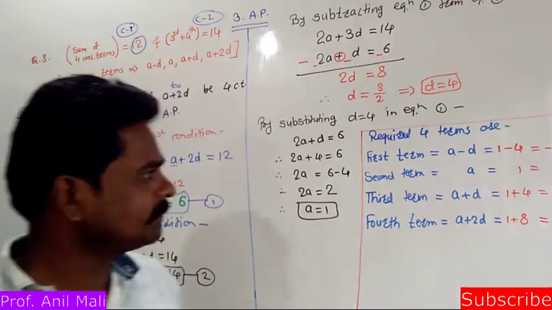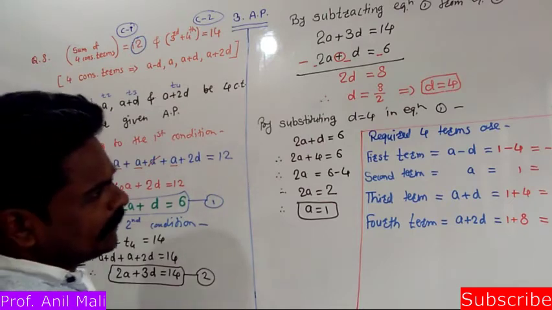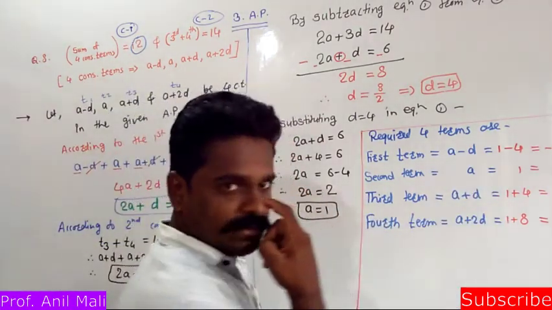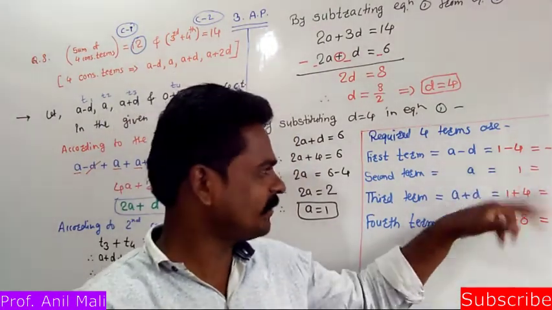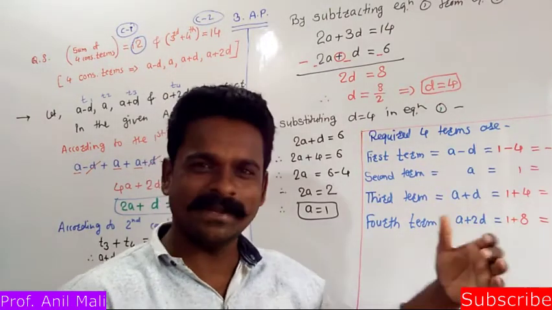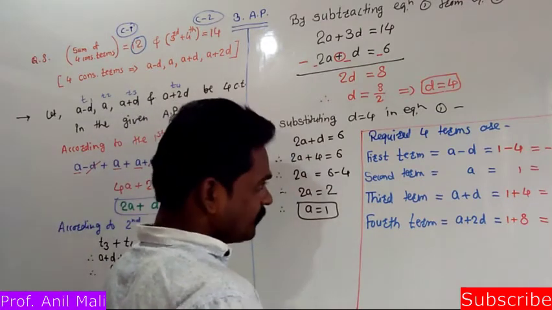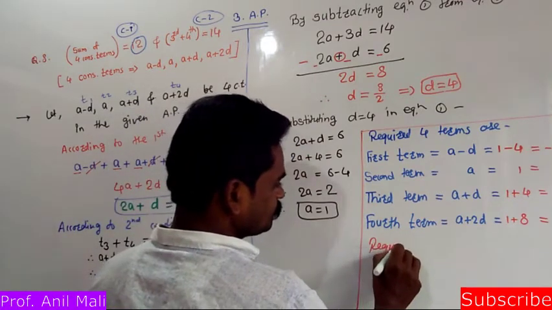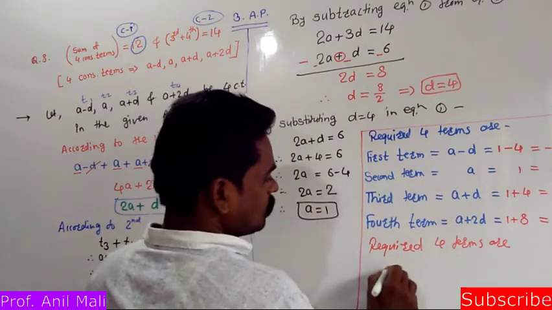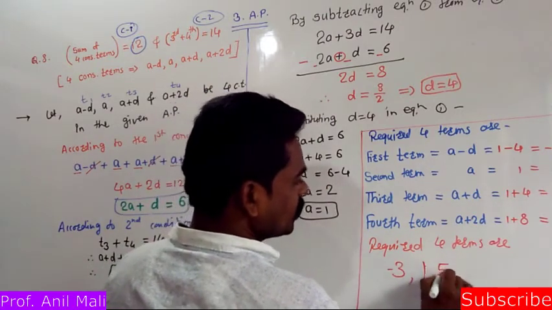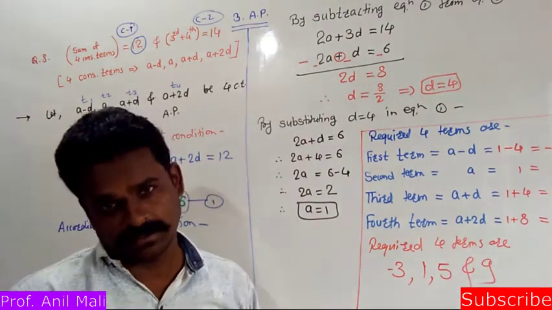Okay, fine, no problem. Now see, if those terms are not visible to you, then just see this calculation. 1 minus 4 is minus 3, 1 plus 4 is 5, 1 plus 8 is 9. Okay, fine, no problem. So the required 4 terms are minus 3, 1, 5 and 9. Okay, fine. So this is our final answer.